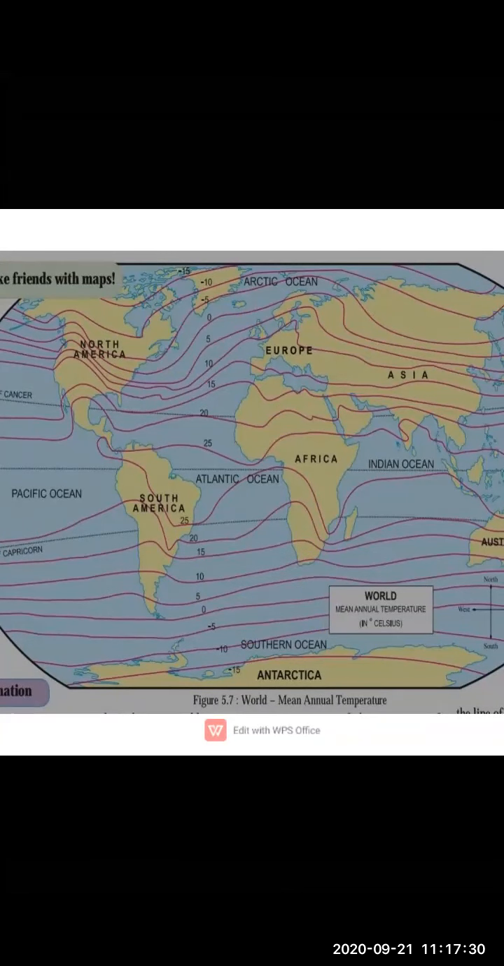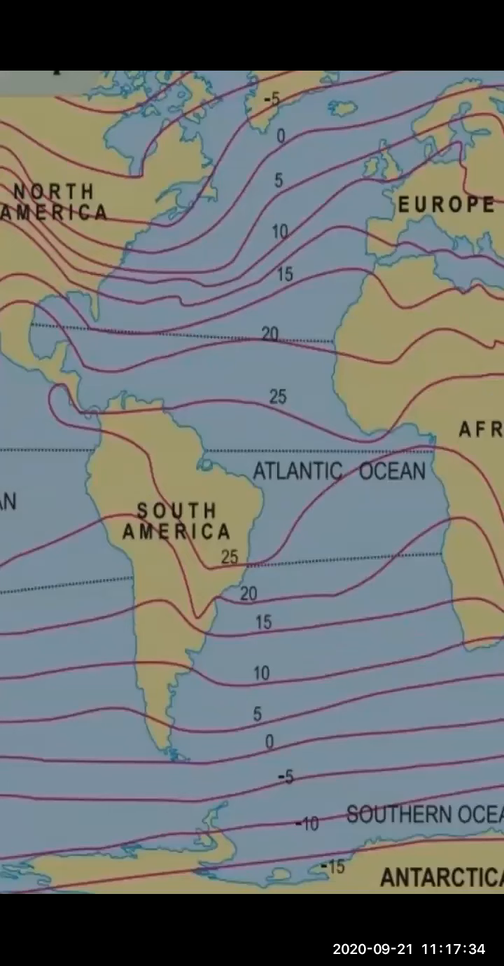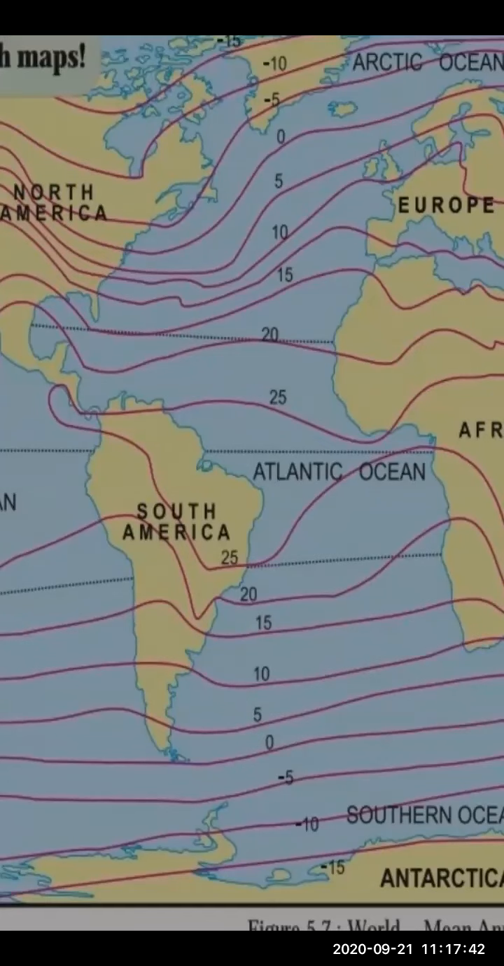Now see, children, here we are going to observe, I have zoomed in for you over here. We are going to observe the isotherm of 25 degrees Celsius in the map. Here you can see, this is the isotherm of 25 degrees Celsius. I have circled it. This is the pink line, the isotherm which is showing the temperature of 25 degrees Celsius in the map.